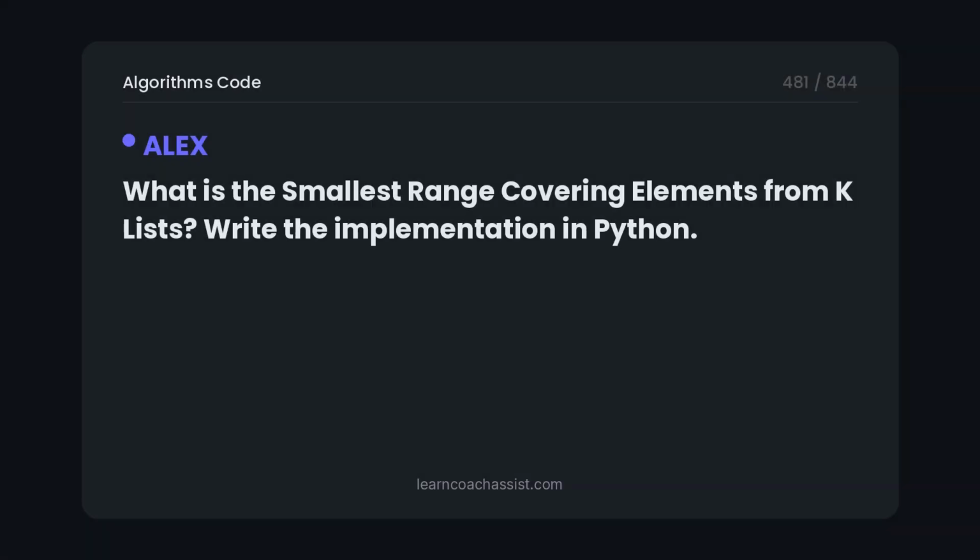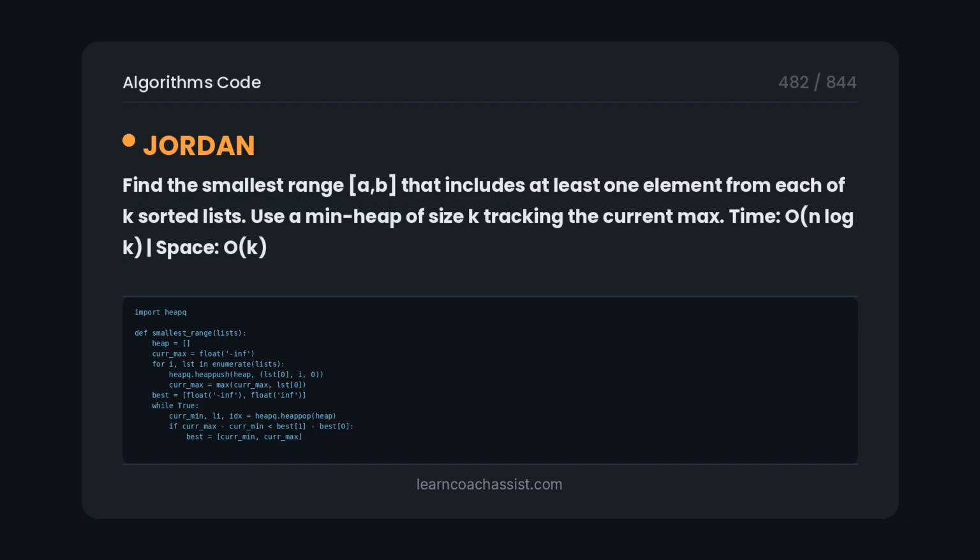What is the smallest range covering elements from k lists? Write the implementation in Python. Find the smallest range [A, B] that includes at least one element from each of k sorted lists. Use a min heap of size k tracking the current max. Time O(n log k), space O(k).